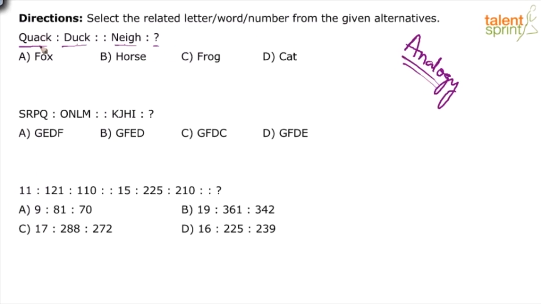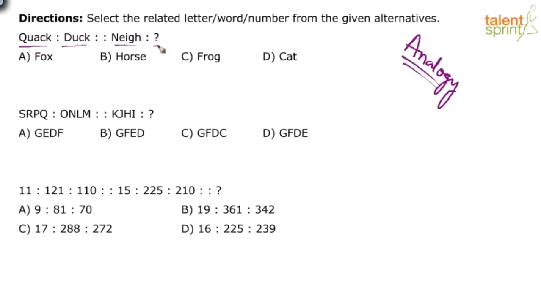All you have to do is try to make a sentence using the first two words, right? The first pair is complete. Quack is related to duck. So try to make a proper sentence using these two words. Now, for those who are aware, you would know that quack is the sound made by duck, right? Or we can say a duck quacks, basically. That quack quack sound. So quack is the sound made by duck.